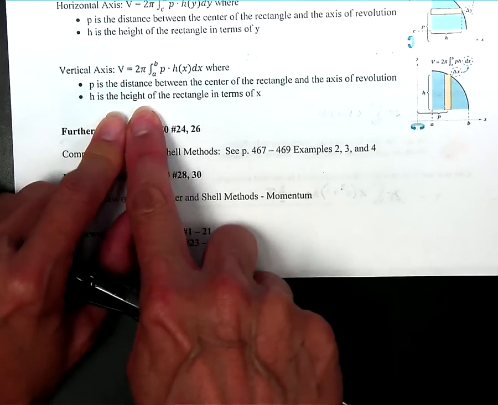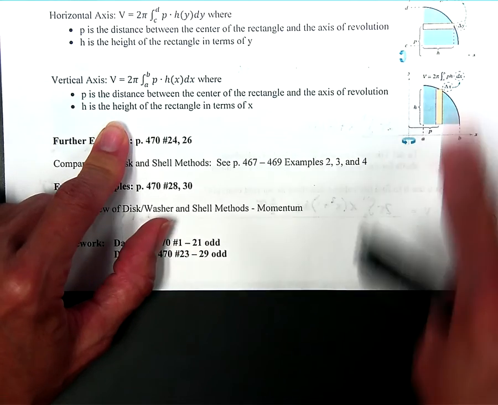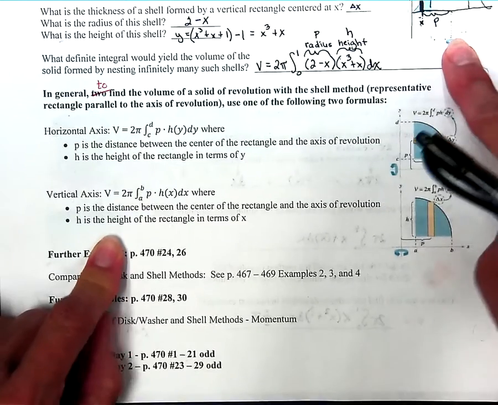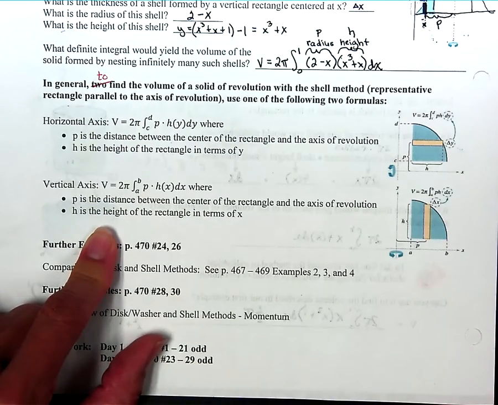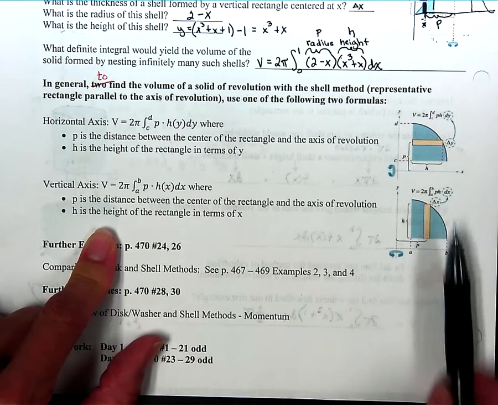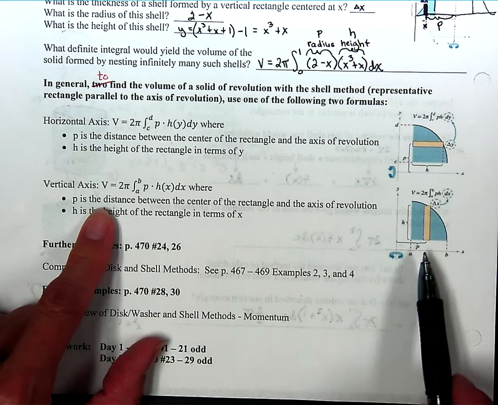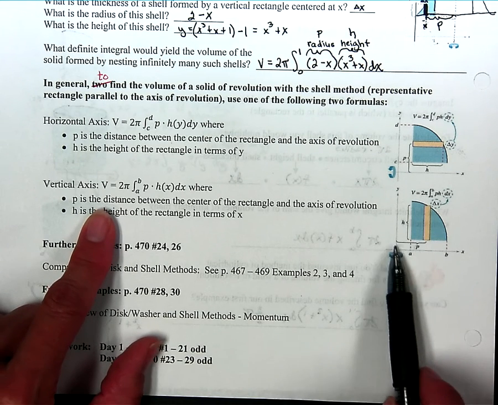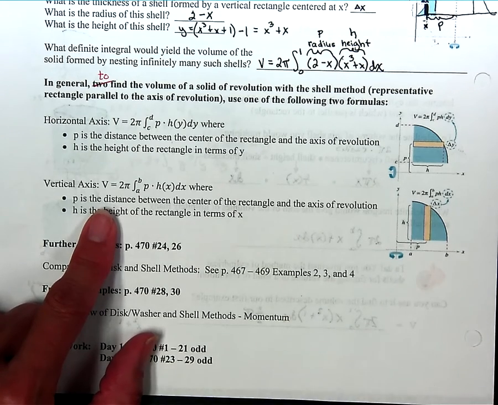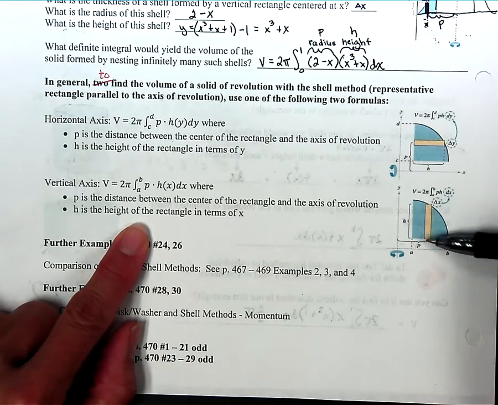So, let's do the vertical axis first. If we are rotating around a vertical axis, like we were in the example we just did, then we're using vertical rectangles because our rectangles are parallel to the axis of revolution. P is the distance between the center of the rectangle and whatever the axis of revolution is. So it's going to be x minus something. And height is the height of the rectangle. What's the top touching? What's the bottom touching?